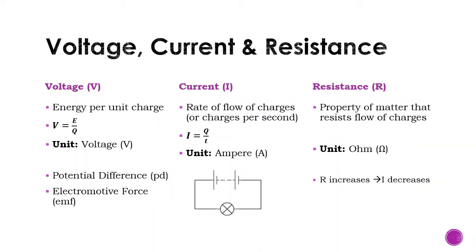So as I was saying, voltage, current, and resistance. We have three quantities that we're going to be studying when it comes to electricity. We've already mentioned them before. The first is called voltage. It's defined as the energy per unit charge.